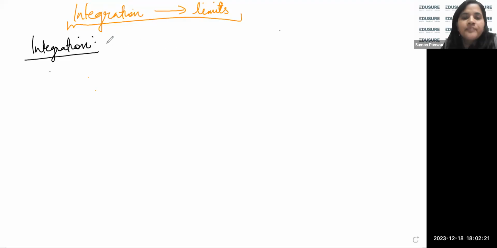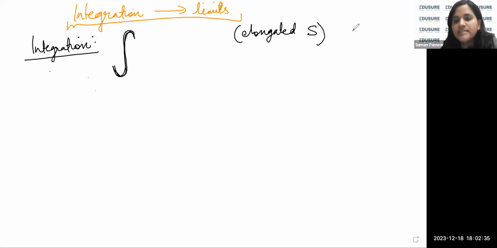Integration basically, first of all, this is the sign of integration. This is the sign of integration. This is basically an elongated S. Elongated S means S is for summation sign.